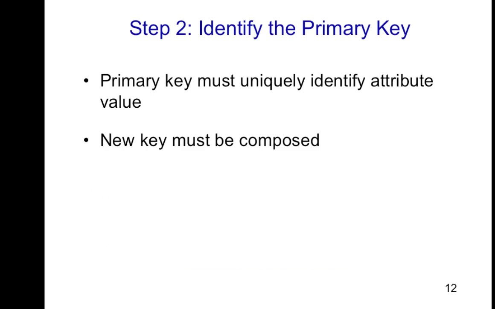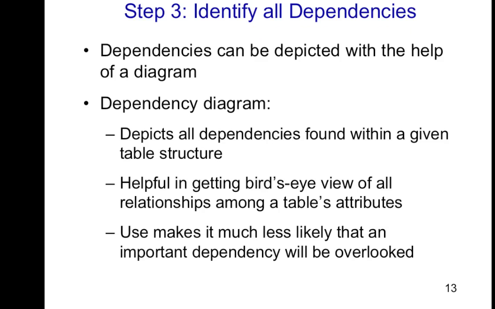So step number two, we're going to identify the primary key, hopefully. Primary key must be a uniquely identifiable attribute. A new key must be composed if there is no key. After we identify the primary key, then we've got to look at all the dependencies. So dependency can be depicted with the help of hopefully a diagram, a dependency diagram, entity relationship diagram.